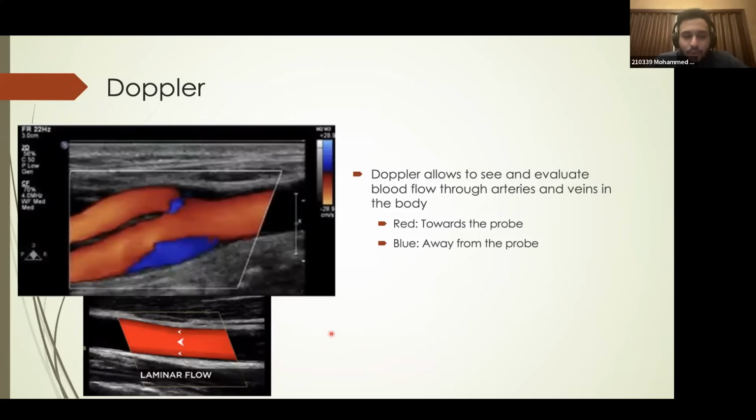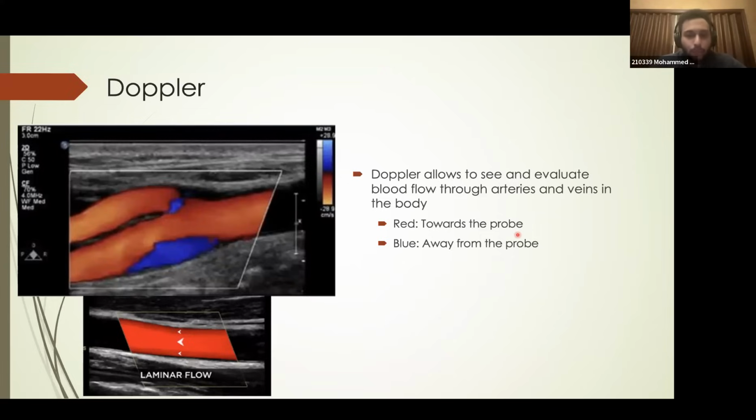just to ask you guys, what does the red in Doppler mean? I know it's on the screen, but okay. Good. Okay. So the first answer, okay. So it is blood and specifically towards the probe. Excellent. So it is not just an artery. Okay. It could be anything else. It could be an artery or vein.